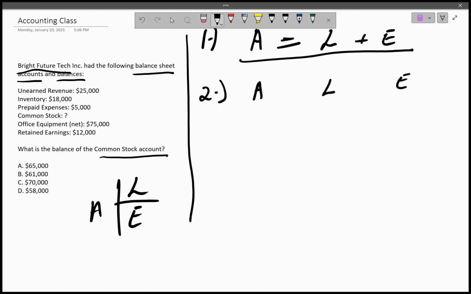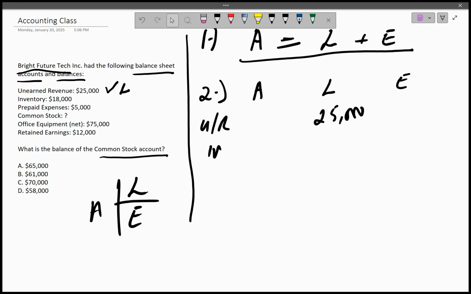So the first account that we have a balance for is unearned revenue. Unearned revenue is a liability. Why? What is unearned revenue? Unearned revenue is money that a company receives from customers for services or merchandise that the company has not yet rendered or delivered, but for which they received the money. So because of that, it's a debt for the company, so it's a liability. That's 25,000.